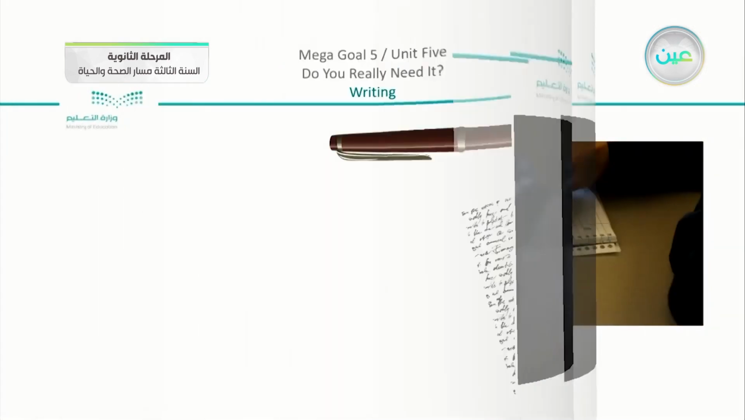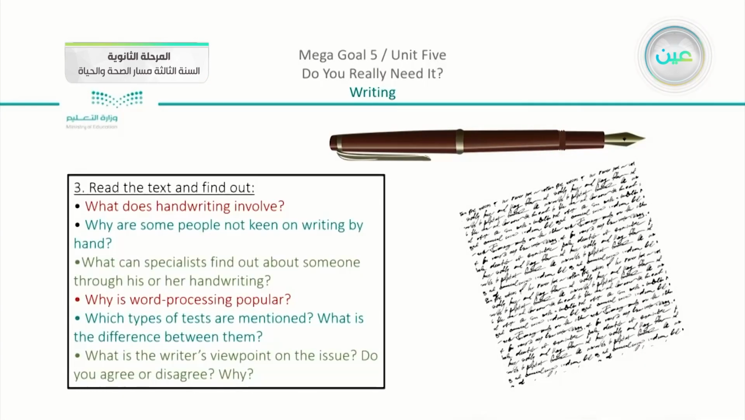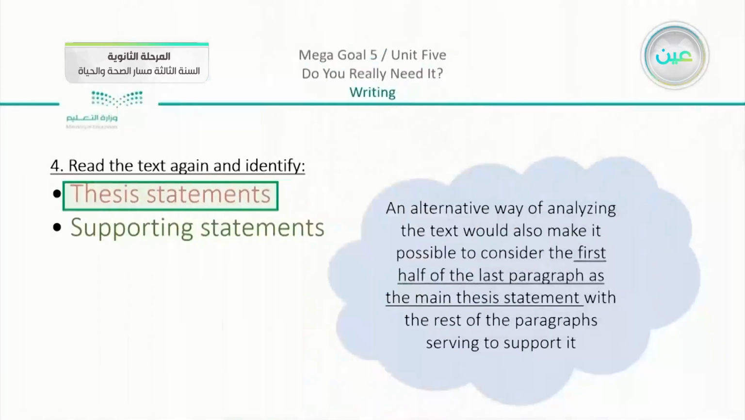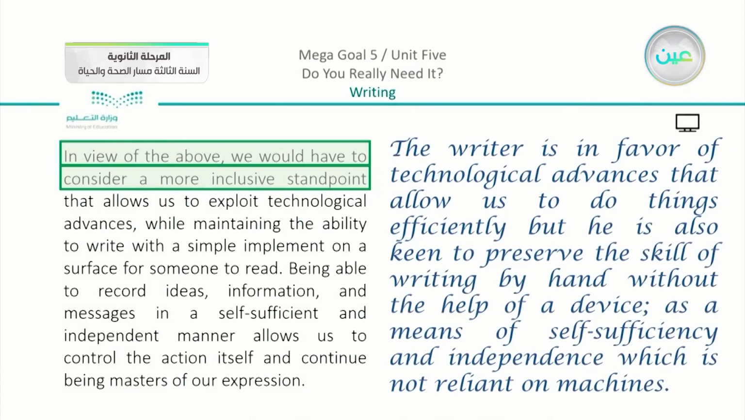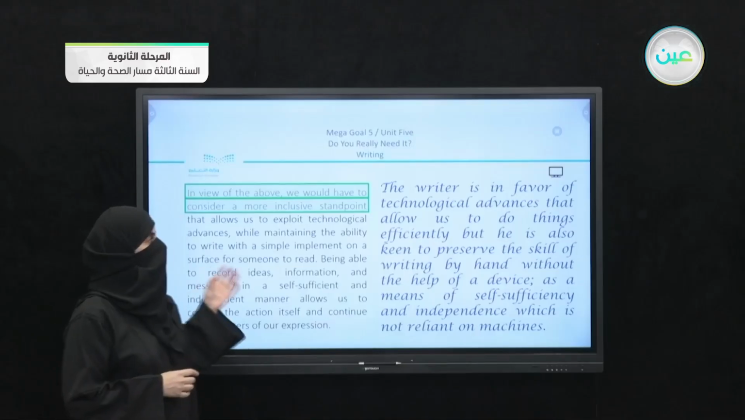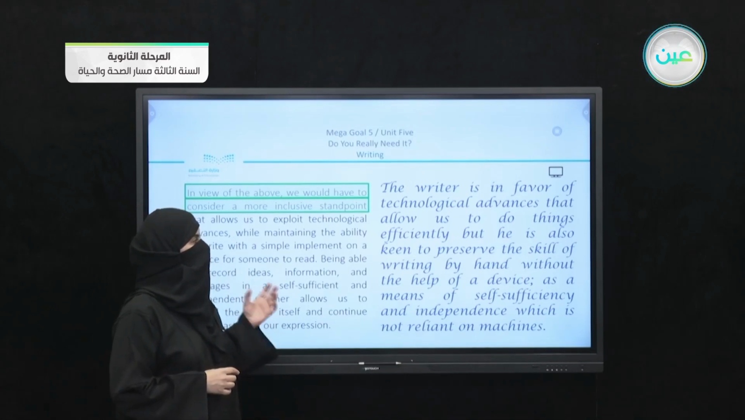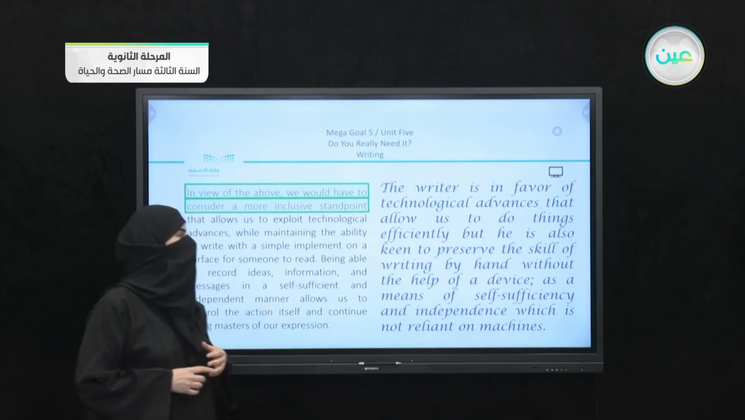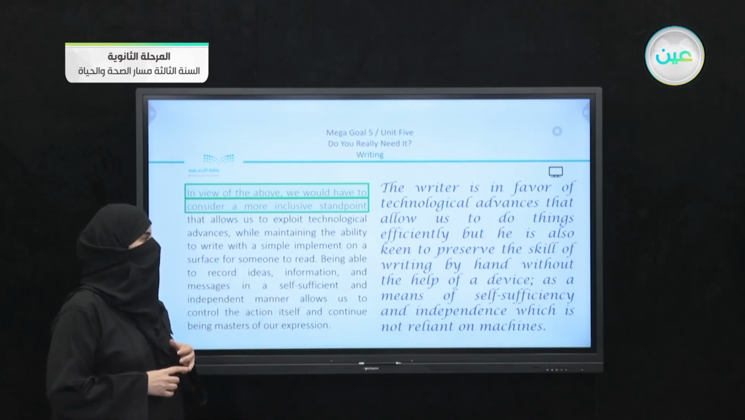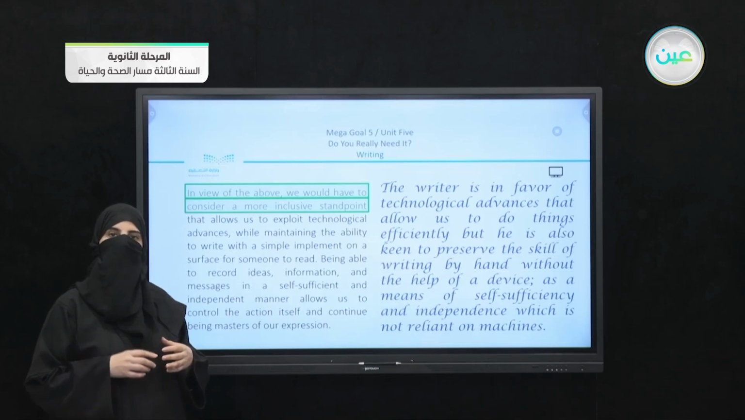So at the very end of the topic, what did we do? We answered, of course, the questions one by one, and we had the thesis statement in each paragraph. We underlined it. We had the most important idea in each paragraph, and at the very end, we had the conclusion. Now, the writer is in favor of technological advances that allow us to do things efficiently, but he is also keen to preserve the skill of writing by hand without the help of a device as a means of self-sufficiency and independence, which is not reliant on machines.